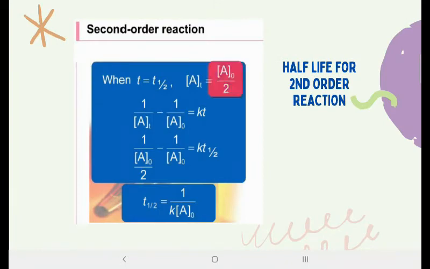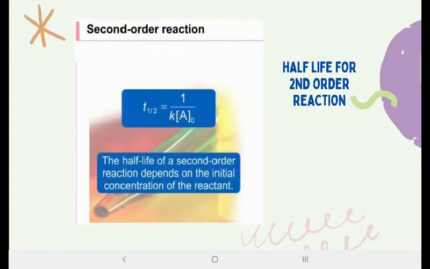If we substitute the halved concentration of A, we will find that the half-life for a second-order reaction is 1 per K times A naught. This means that the half-life of a second-order reaction depends on the initial concentration of the reactant. Since the concentration of A varies with time, the half-life of a second-order reaction varies with time too.